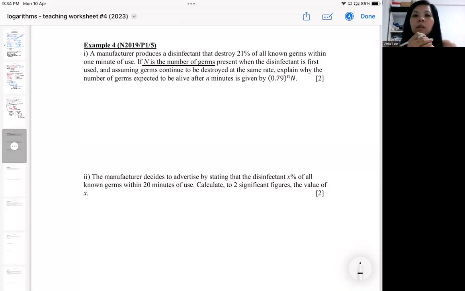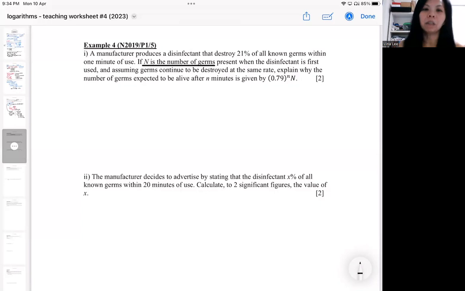So the germs continue to be destroyed at the same rate. This is the assumption, because in real world context, they may not be destroyed at the same rate. Maybe the first minute has a very high rate of destroying, then in subsequent minutes it's not so effective anymore. But we assume it's going to be the same. Every minute, 21% will be destroyed, so you'll be left with 79%.